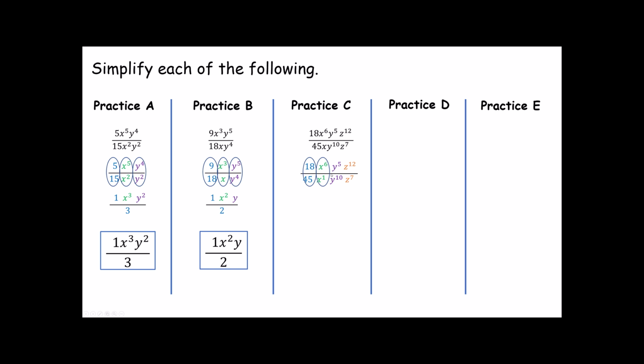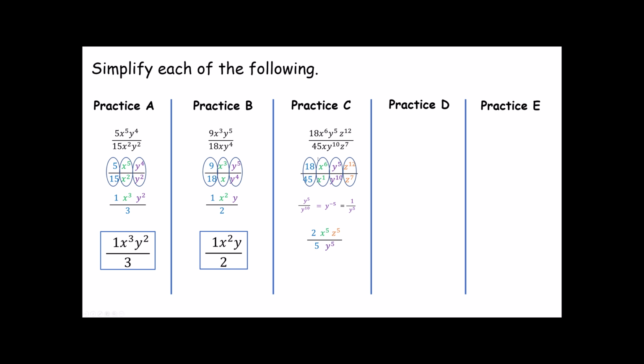This one's interesting. Y to the fifth over y to the tenth. When I subtract these, I get y to the negative 5. Y to the negative 5 says use the reciprocal and put that y on bottom. And then lastly, z to the 12th over z to the seventh. I subtract those and I get z to the fifth. Y to the 5th over y to the 10th, remember, is y to the negative 5th, which will put the y to the 5th on bottom.